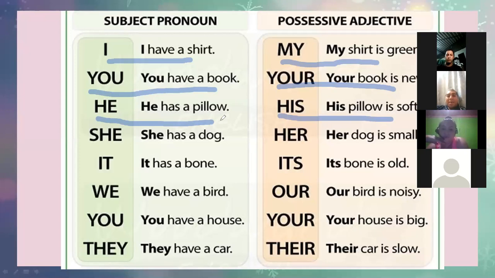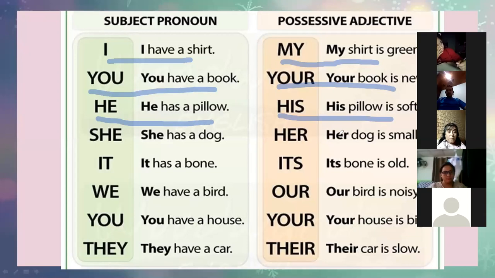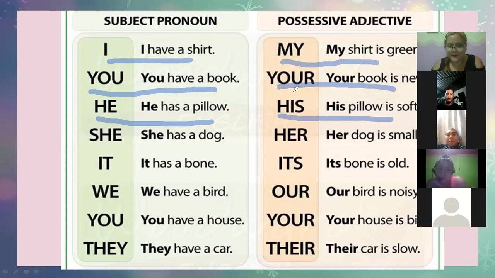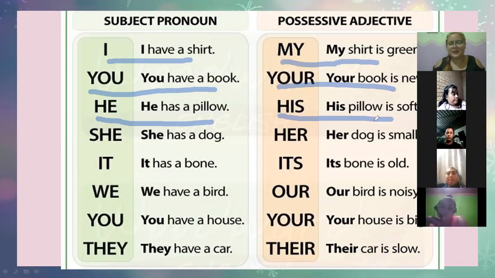Okay, Emperatriz, he and his. He has a pillow. His pillow is soft. Yeah, the pronunciation is pillow. Thank you. He has a pillow. His pillow is soft. The pillow is the object where you put your head to sleep. The pillow. Almohada. That's right.